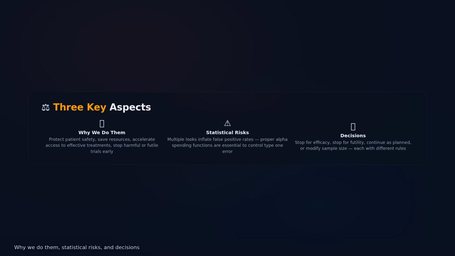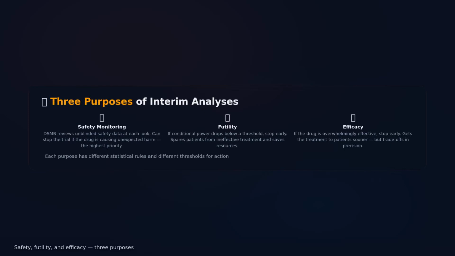The 3 most important aspects of interim analyses are why we do them, how we control the statistical risks, and what decisions they can trigger. Interim analyses protect patient safety, save resources, and can get effective drugs to patients faster. But they also create statistical challenges, specifically, the problem of multiple looks at the data, which increases the chance of false positives.